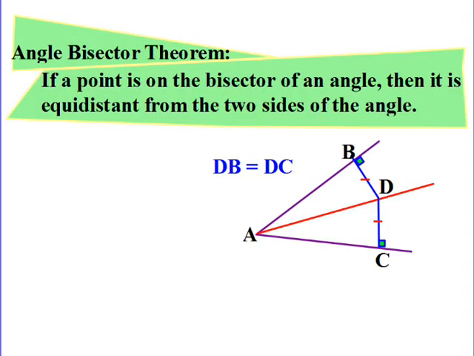So we have a theorem, the angle bisector theorem today. It says if a point is on the bisector of an angle, then it is equidistant from the two sides of the angle. So this point D right here, it's sitting on the bisector. So that makes it the same distance away from this side as it is from this side over here. And that's what these two little blue lines show, is that they're the same distance.